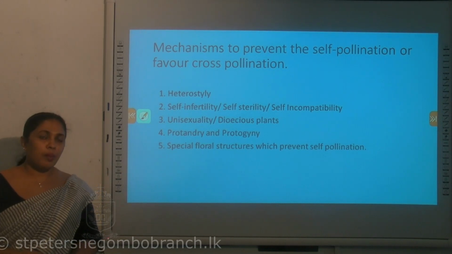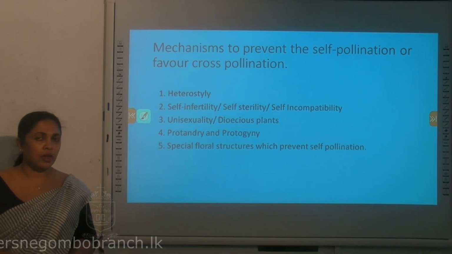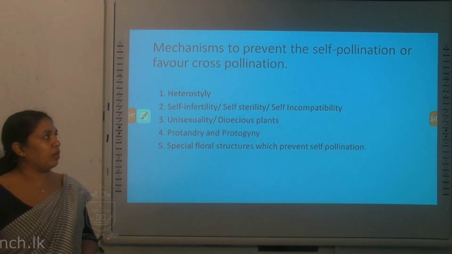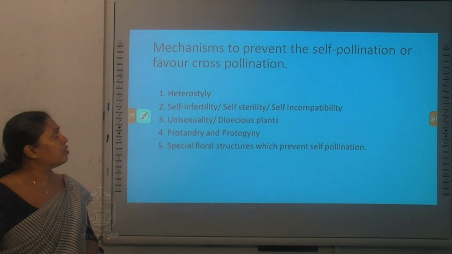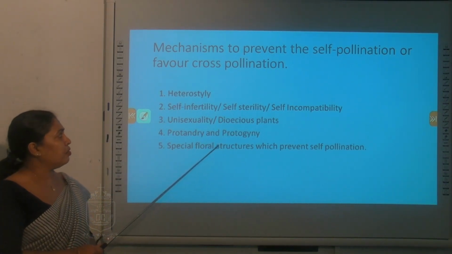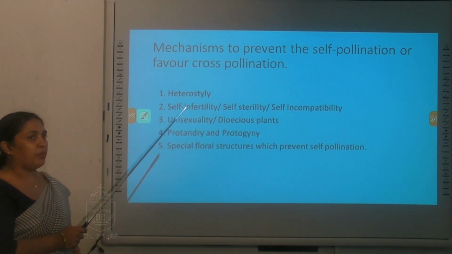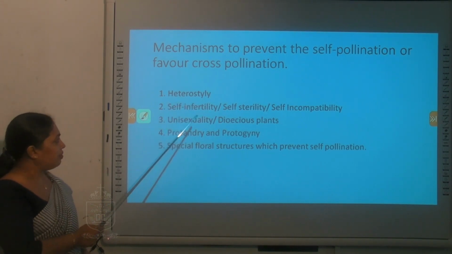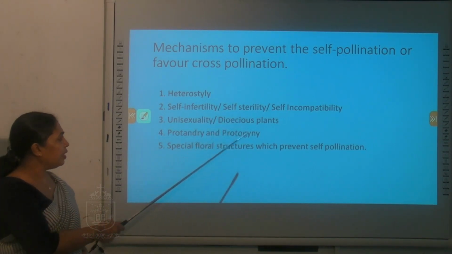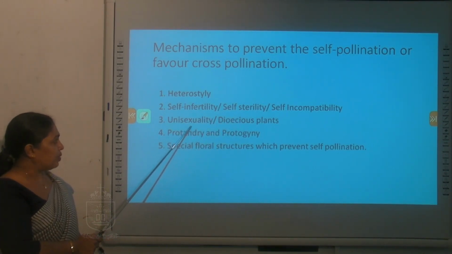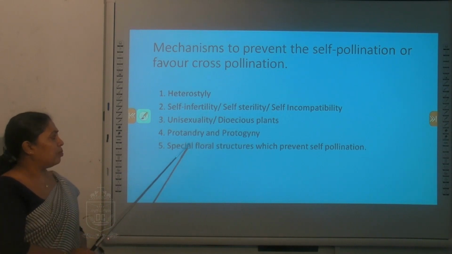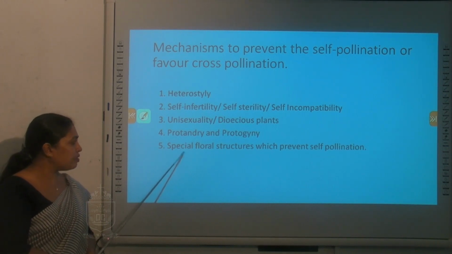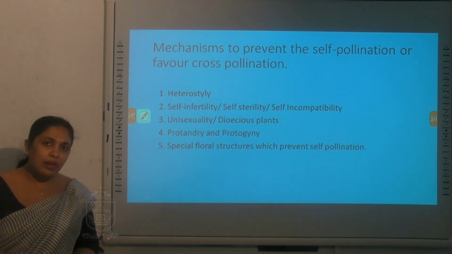There are some mechanisms in plants to improve cross-pollination and also to prevent self-pollination. Those mechanisms are heterostyly, self-infertility or self-sterility, unisexuality or dioecious plants, protandry and protogyny, and also having special floral structures to prevent self-pollination.